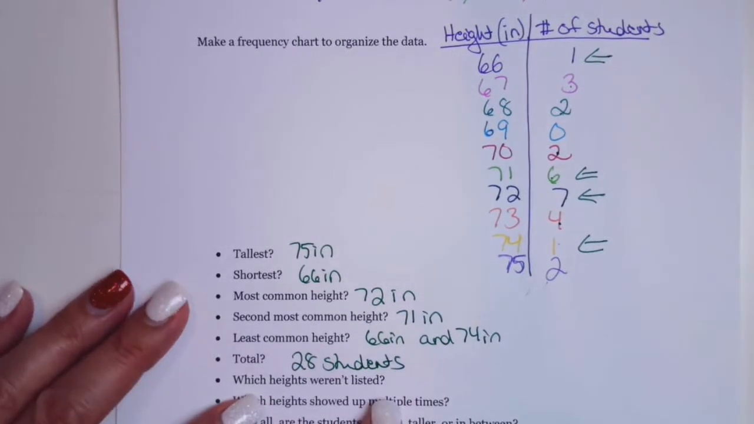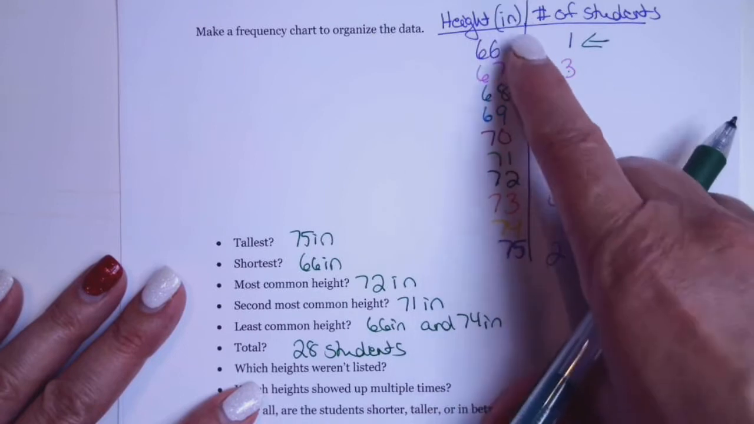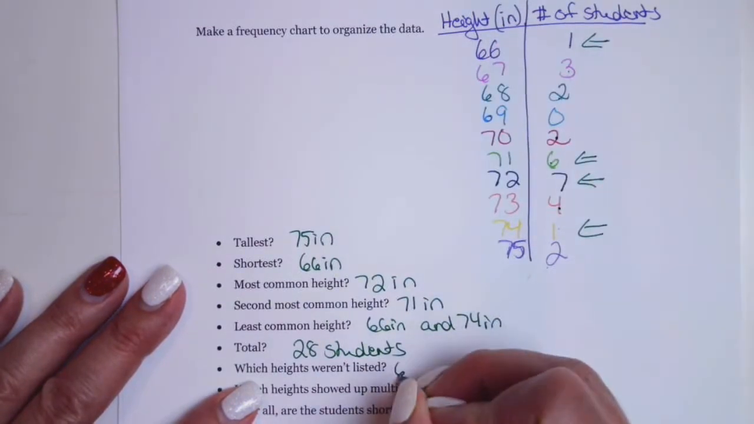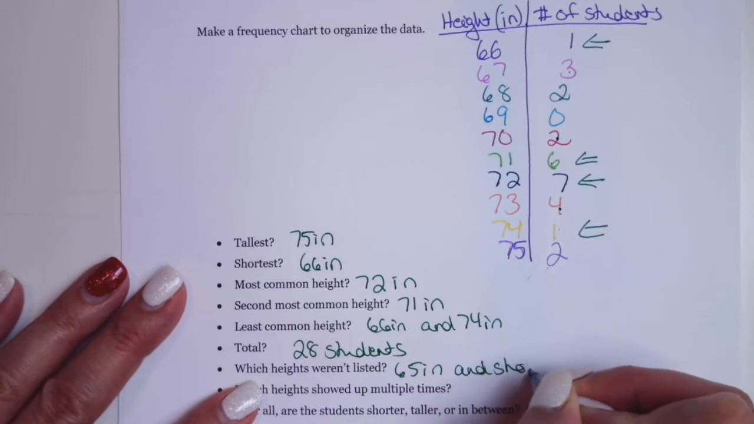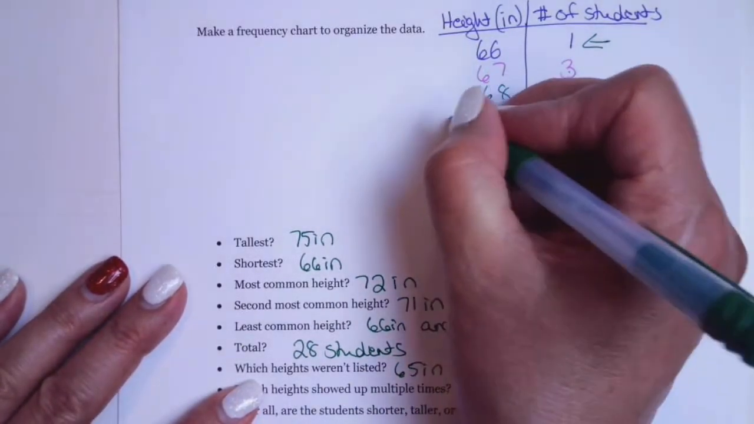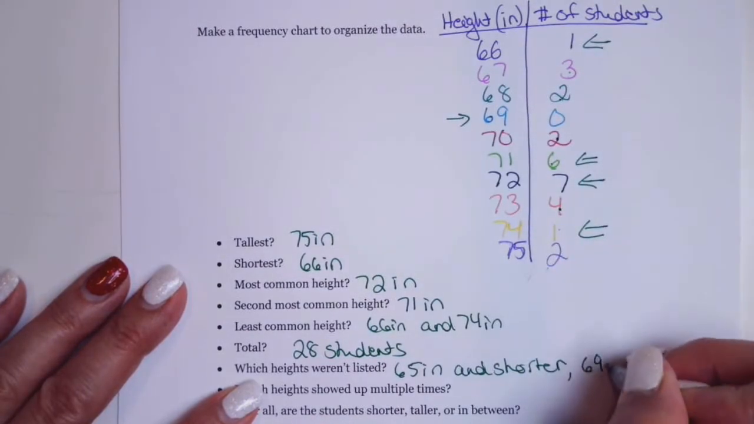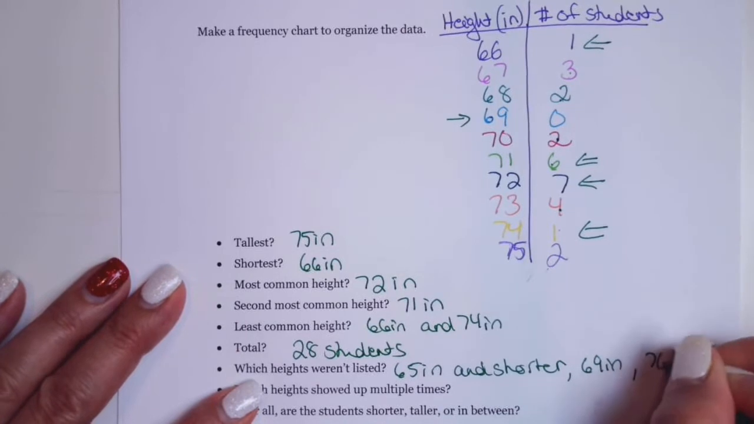Now, which heights weren't listed? Well, of course, there were not listed 65 and shorter. So 65 inches and shorter. We didn't have 69 inches. That was not listed on there. And then 76 and taller.